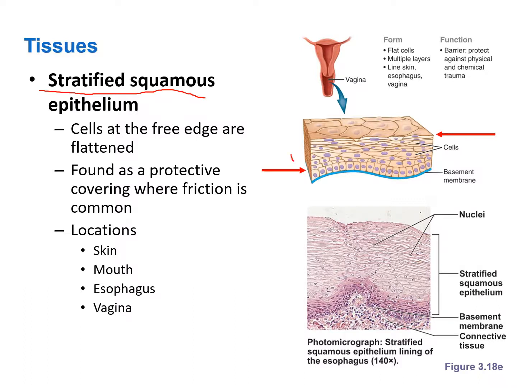But as these cells migrate up, because cells are actually being made near the basement membrane, as they migrate up, they flatten out completely. And you find these as a protective covering where friction is going to be common. So you may find this in the esophagus, the skin, the mouth, and the vagina as well. So you would find these cells there.